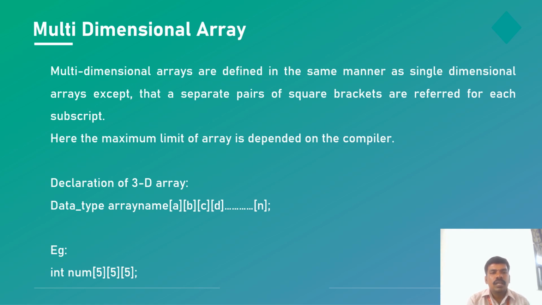Multidimensional array. Multidimensional arrays are defined in the same manner as single-dimensional arrays, except that a separate pair of square brackets is required for each subscript. Here the maximum limit of the arrays depends on the compiler. Declaration of a 3D array: data type, array name, a, b, c, and so on till n. Example: integer num[5][5][5], etc.